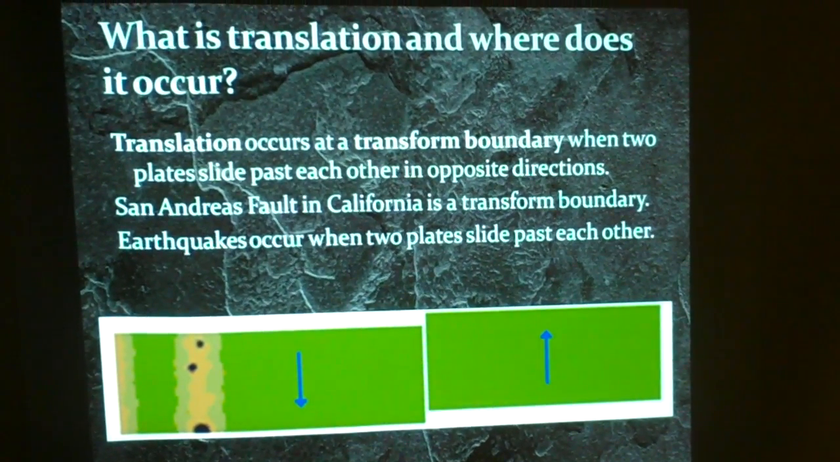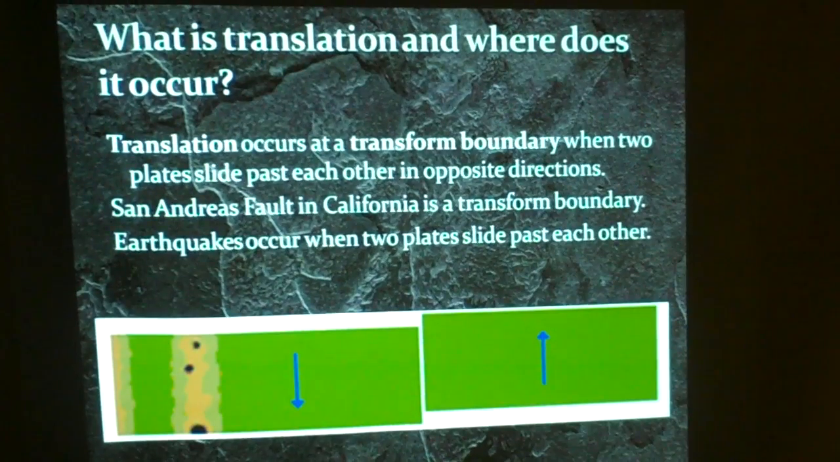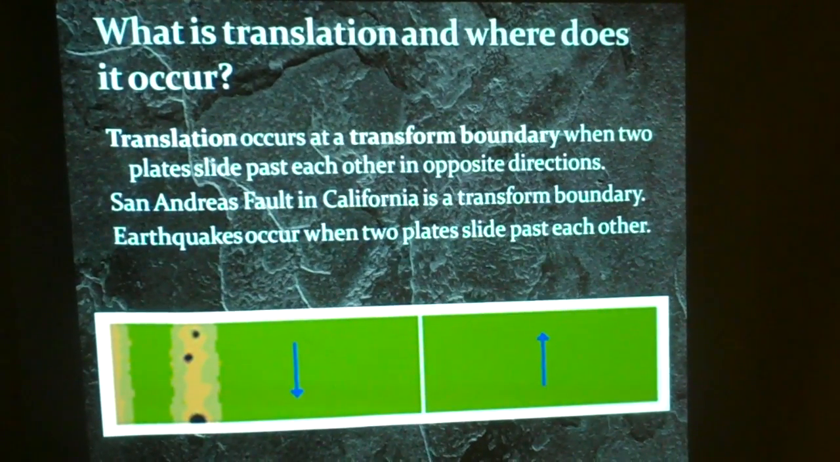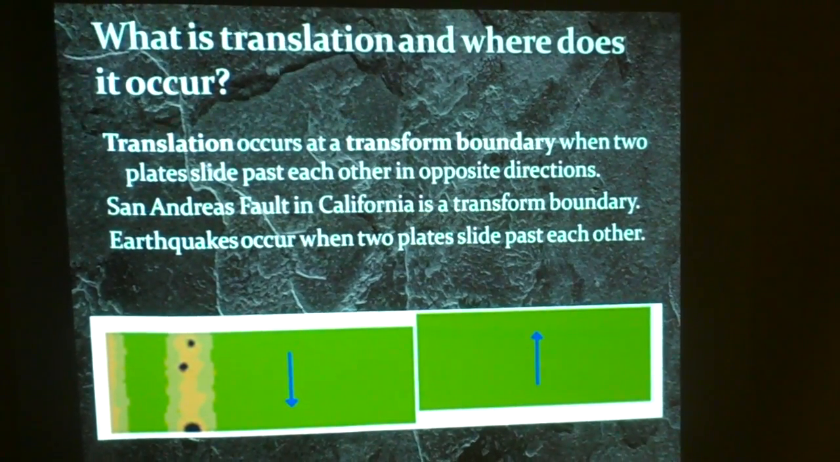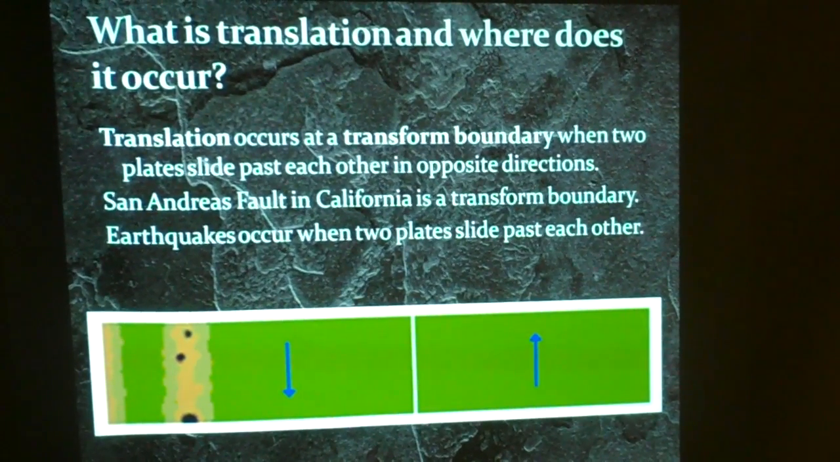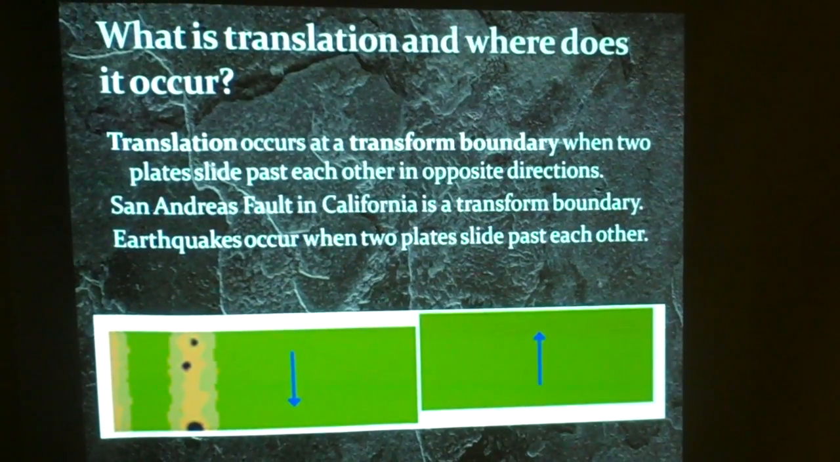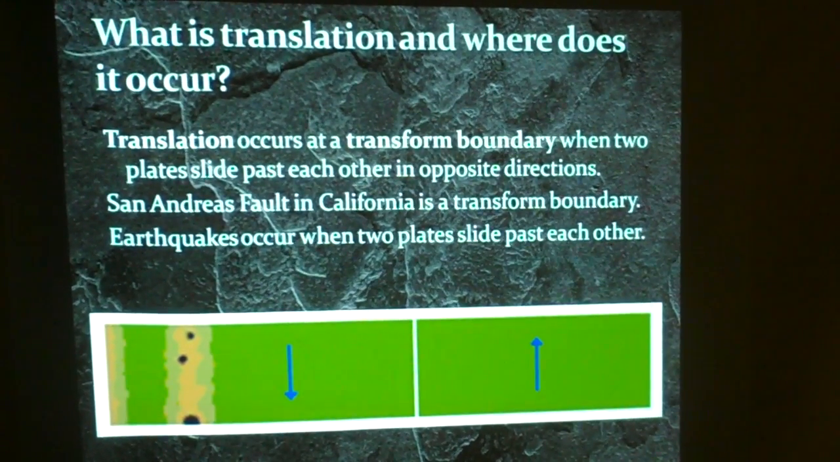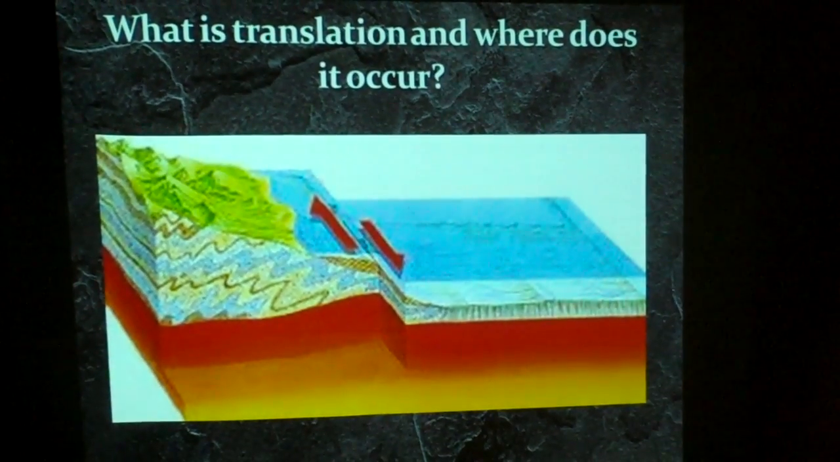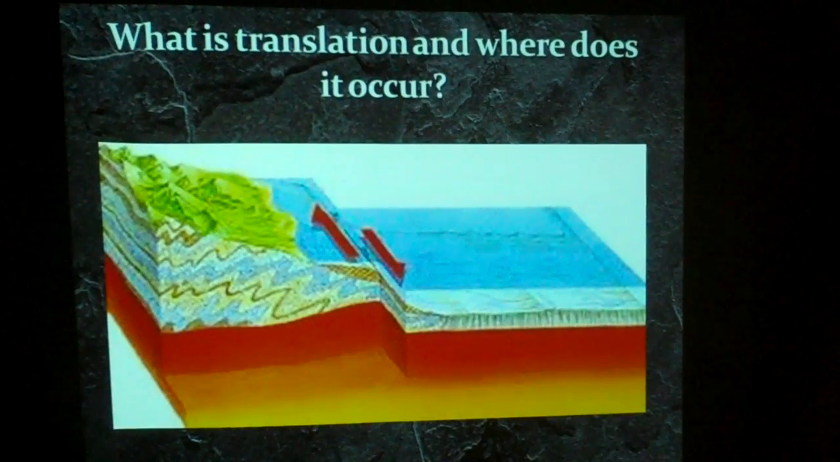Translation. This is when the boundaries are rubbing side by side. The crusts are rubbing side by side. San Andreas Fault in California is a transform boundary. That's why a lot of earthquakes occur there. Use this information for your study guide. And here's a diagram for you to use for your study guide for translation.